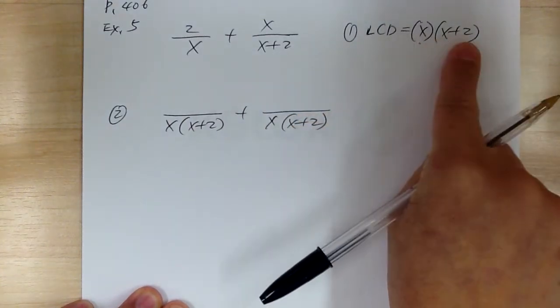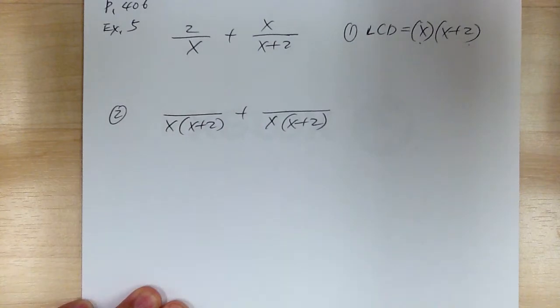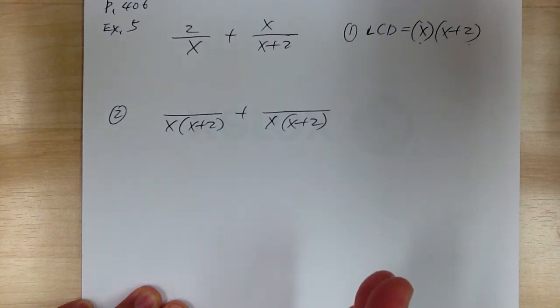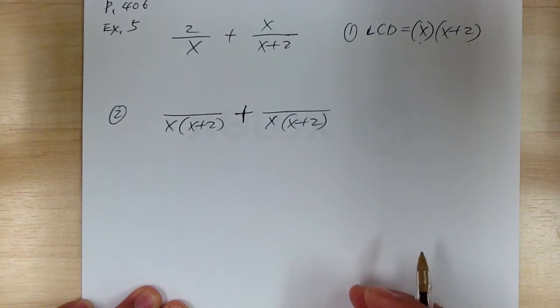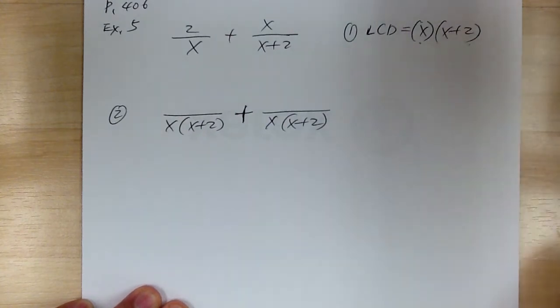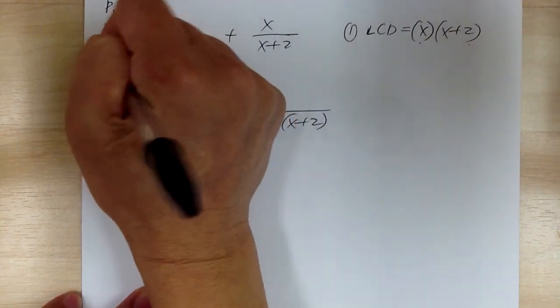So again, step 1, get your LCD. Step 2, put it on the bottom. Again, if you don't follow steps, you're going to get yourself in a big mess. So follow the steps. I'm trying to help you guys. If you want to do things your own way, then, well, go for it. Okay? Then you suffer the consequence. Okay? So go to step 3.